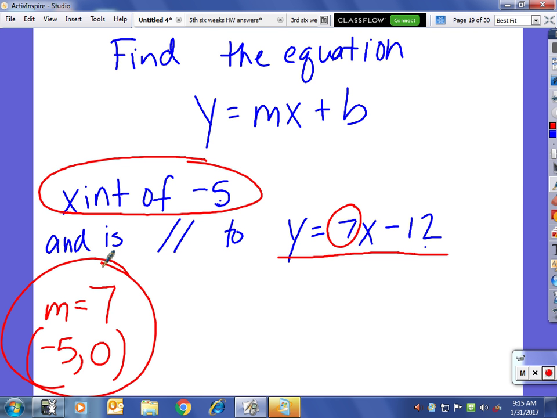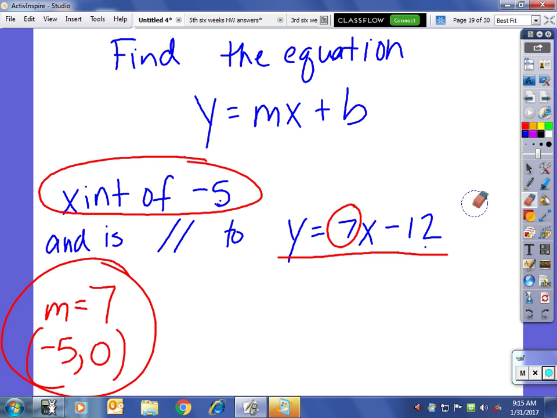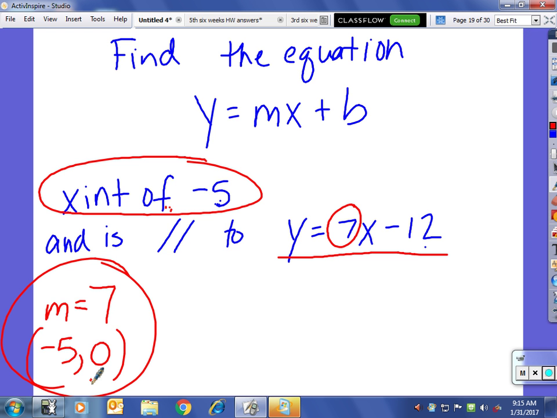Now I've still got to do the work. I know the slope I'm supposed to have, and I know one point that's on the line. What do I not know? I don't know the y-intercept. I know it's not negative 12 because parallel lines have the same slope but different y-intercepts. All I needed from this line was the 7. All I needed from this was to know what point that is, and now I can do the math.